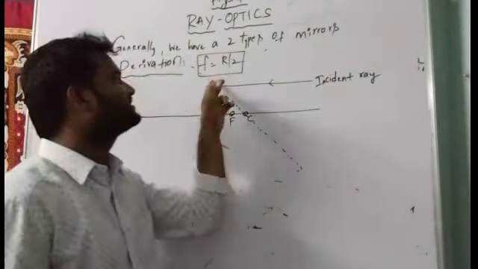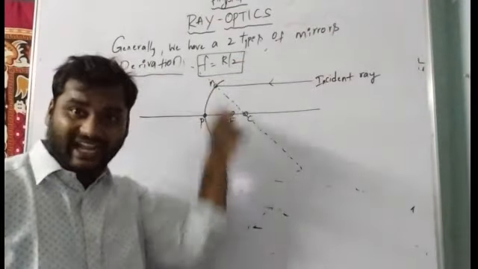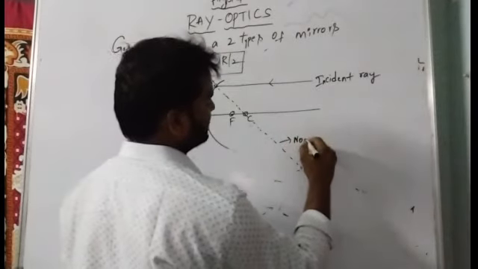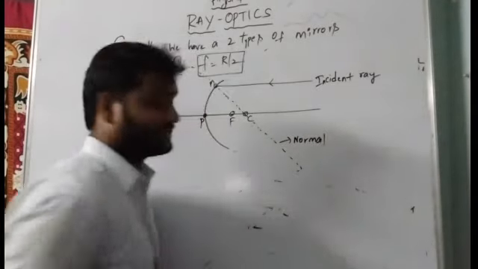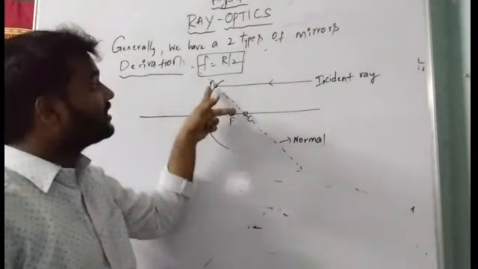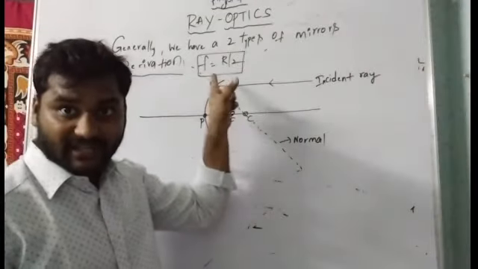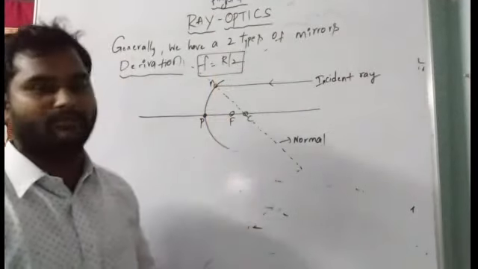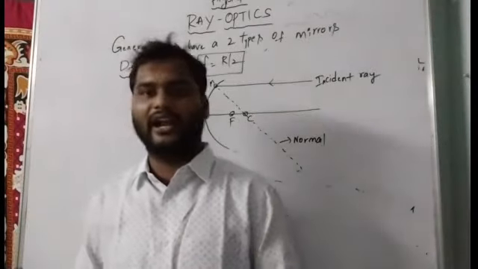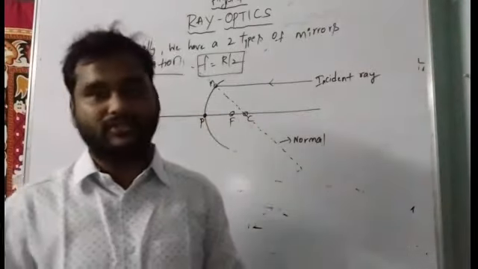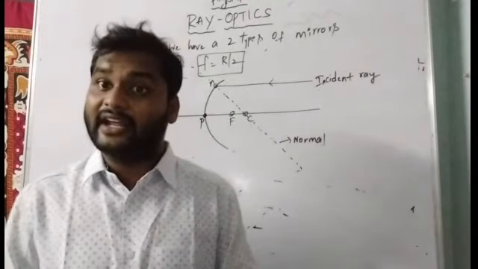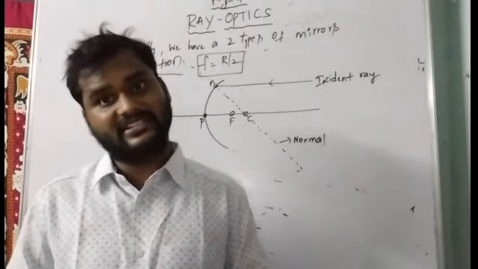That means if we draw a line from the point of incidence to the center of curvature, that line is called the normal. Okay, the line drawn by joining two points, the point of incidence and the center of curvature, is called the normal. Now, according to the laws of reflection, what are the laws of reflection? Angle i is equal to angle r. That means whatever the angle of incidence is, the angle of reflection must also be the same. Then the incident ray, normal ray and reflected ray must be in the same plane.